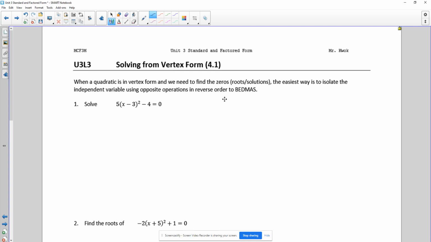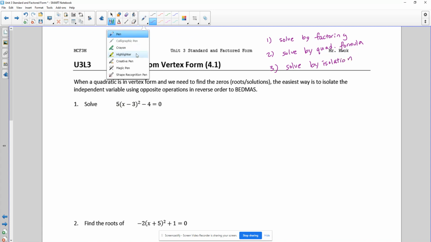Well, in the previous lessons, I think 3 lessons ago, I talked about solving. Solving is the act of finding x-intercepts, zeros, or roots. And there are 3 ways to solve a quadratic equation. You either solve by factoring, you can solve by quadratic formula, which you will learn in the next unit, or you can solve by isolation.